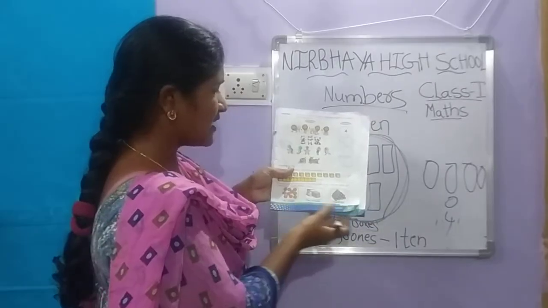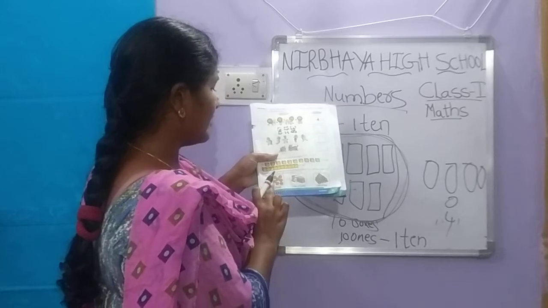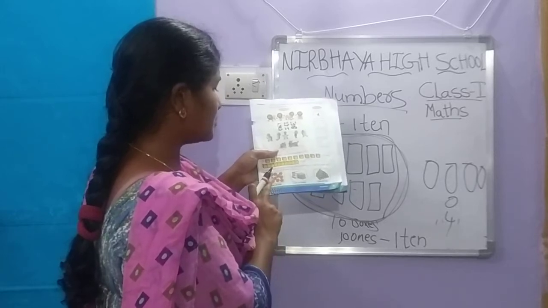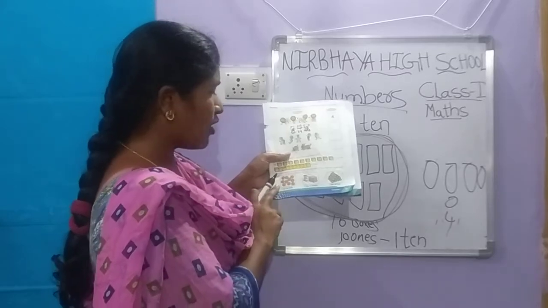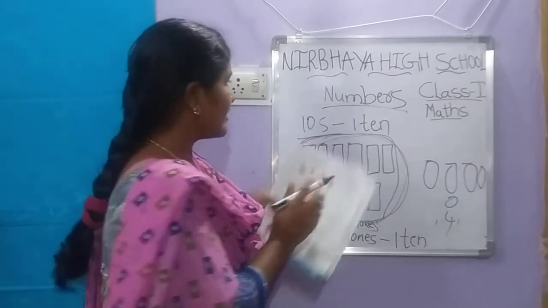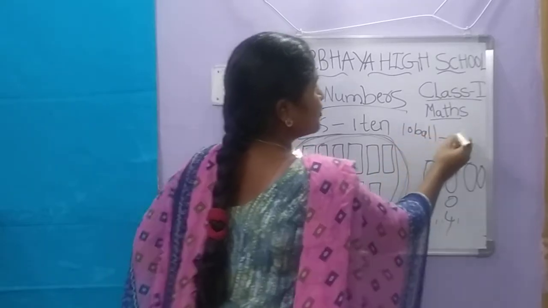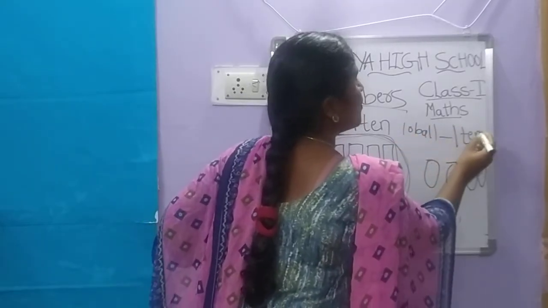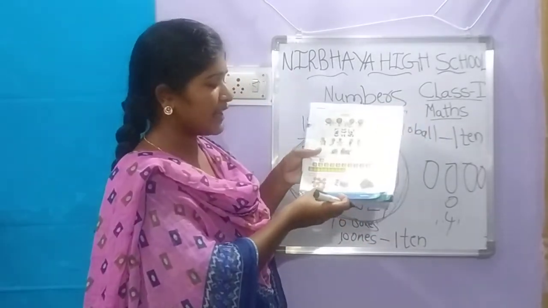Here you see, page number 25. Here he gives 10 balls. How many balls? 1, 2, 3, 4, 5, 6, 7, 8, 9, 10. So here 10 balls. 10 balls equal to how many tens? 1 ten. 10 balls equal to 1 ten. So here 1 ten of balls.